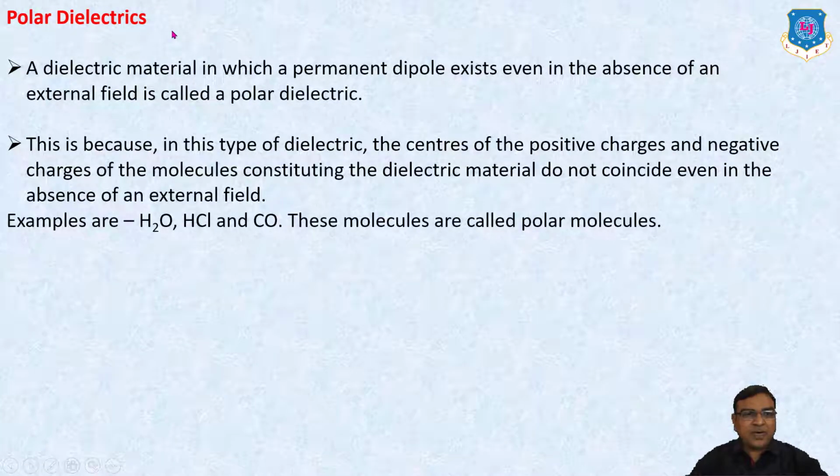And lastly, polar dielectrics. A dielectric material in which a permanent dipole exists even in the absence of an external field is called a polar dielectric. This is because in this type of dielectric, the centers of the positive charges and negative charges of the molecules constituting the dielectric material do not coincide even in the absence of an external field. Examples are H2O, HCl, and CO. These molecules are called polar molecules.